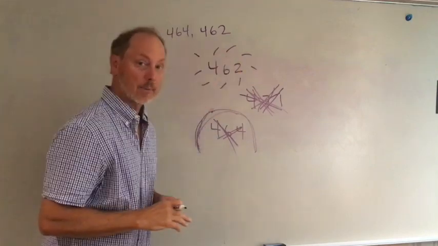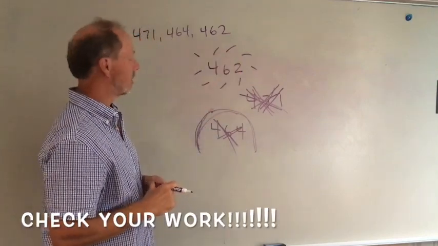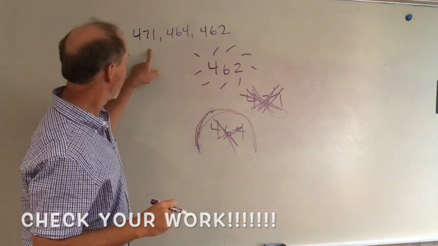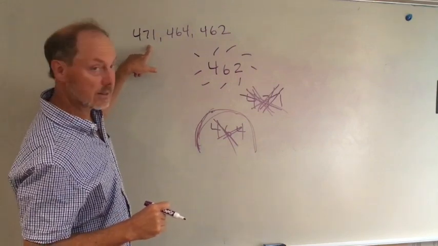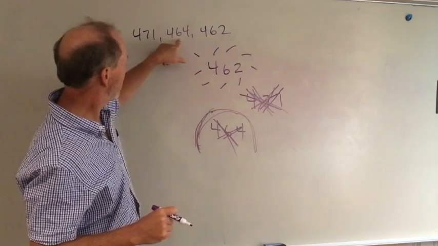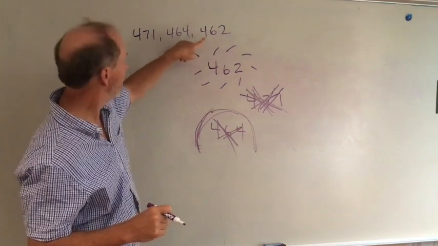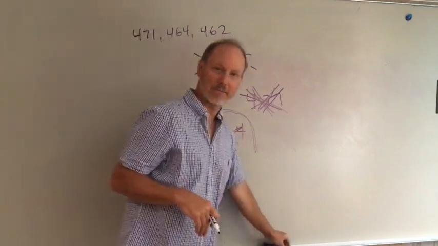The key to these kinds of problems is check your work. If it says greatest to least, the biggest number should be first. It is, right? And then he should be bigger than that one there. I always use he and she for numbers. I don't know why.